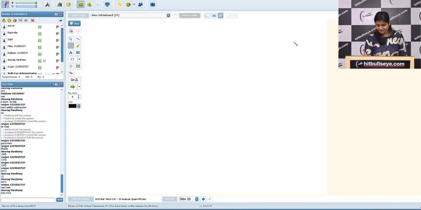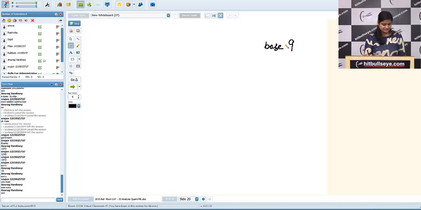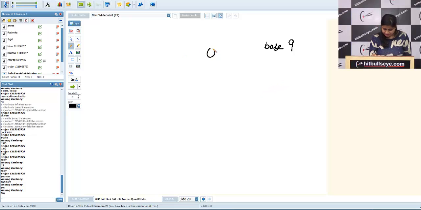So now let us take base 9. Can you suggest any base in which you are not comfortable to calculate? So let us say base 9. Okay, in base 9, suppose we have 0, 1, 2, 3, 8, and we are subtracting 7, 8, 6, 5.